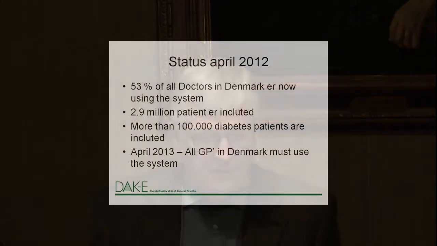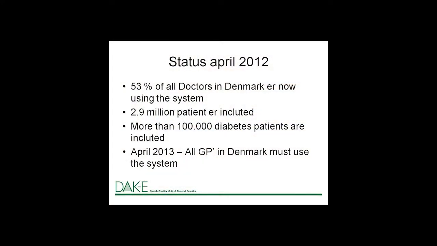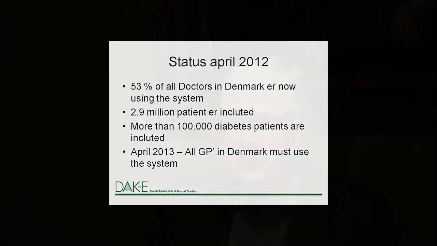The status is now 53% of all doctors in Denmark are using the system. 2.9 million patients are included. More than 100,000 diabetes patients are included. In April 2030, all GPs in Denmark must use the system. I think now Janus would show something about research. Thank you very much.